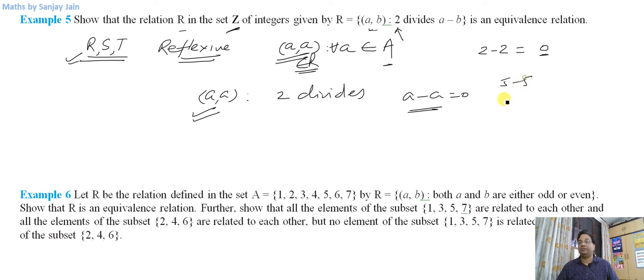So 5 minus 5, 6 minus 6. So (a, a) is present here. So it is a reflexive relation.